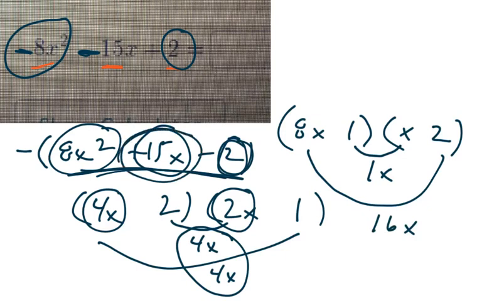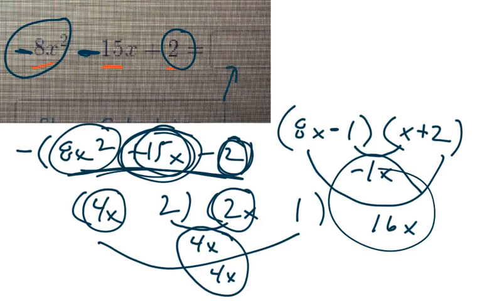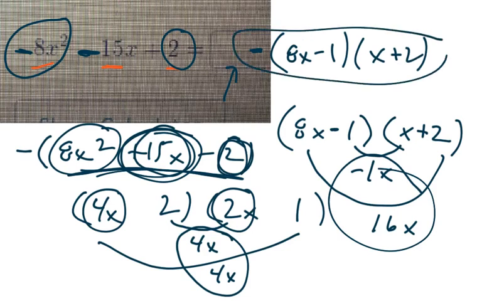Can I get a plus 15? If I do 16 minus 1, right? So all I have to do is put a 1 to make that a minus 1. A plus 2 times 8 is 16x. Again, that's going to give me 15x. So what I type in here, guys, is negative. Don't forget we started out with a negative. 8x minus 1, x plus 2.